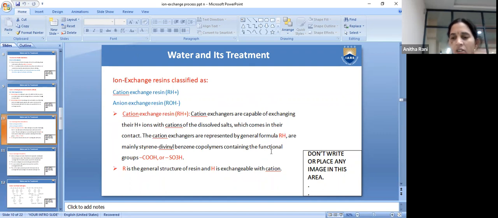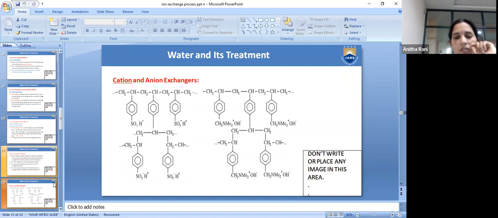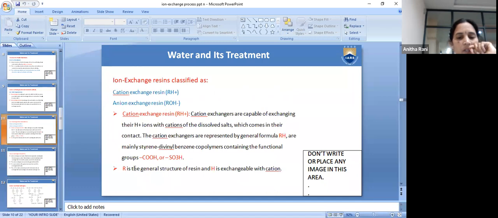We can't write the whole structure, so we are just writing R, and the functional group H, so the cation exchangers are represented by the general formula RH. These cation exchangers are capable of exchanging their H+ ions with cations of the dissolved salts present in water, with the Ca2+ ions present in water. We will discuss the process and you will understand. R is the general structure of the resin, and H is exchangeable with cations present in water.